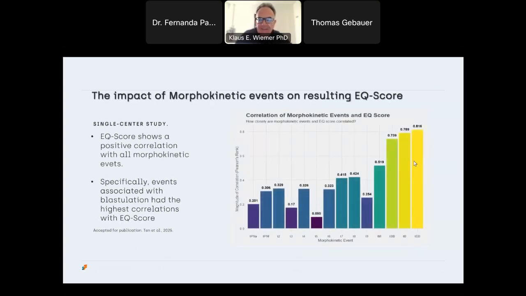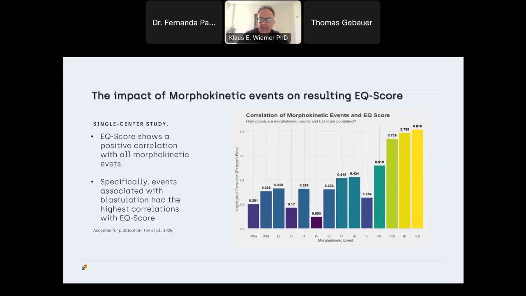So if we get into some data that we have recently, we're looking at the impact of resulting morphokinetics on resulting embryo quality score. That's what EQ is. And if we look at this bar graph, we look at all the different time intervals that we've associated now that are clinically relevant, for example, time to PN. And really what this slide shows is that all of the morphokinetic events contribute to the embryo quality score.